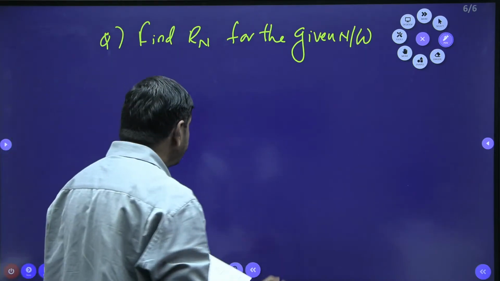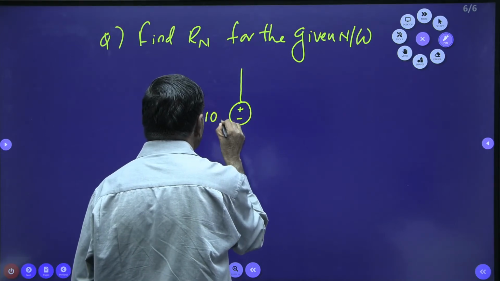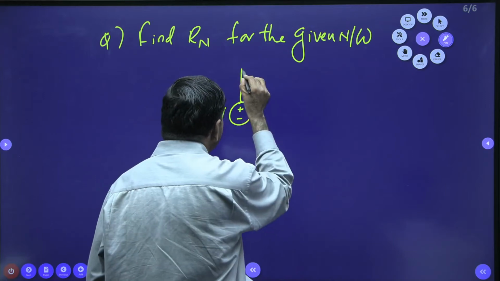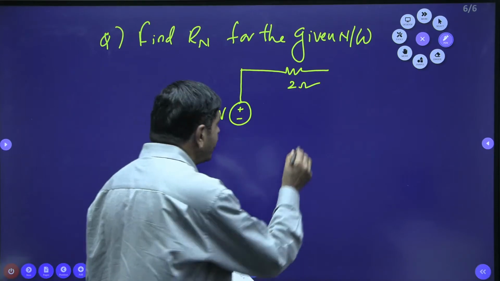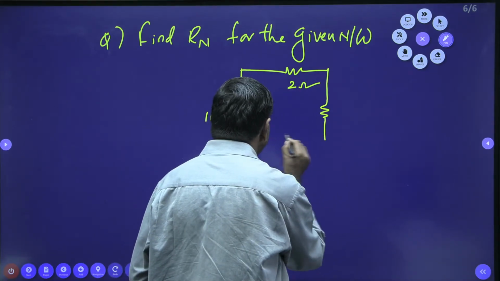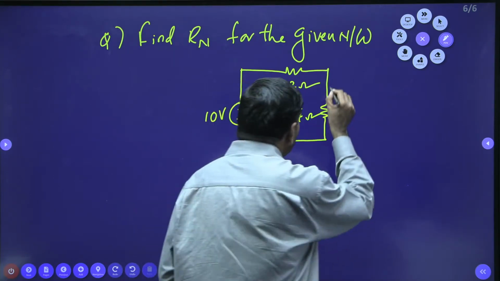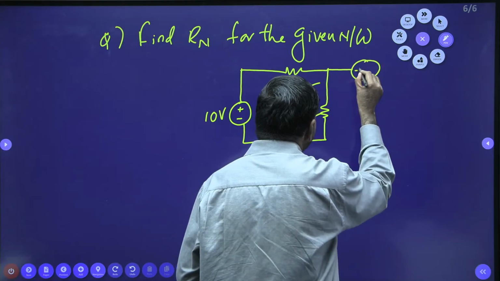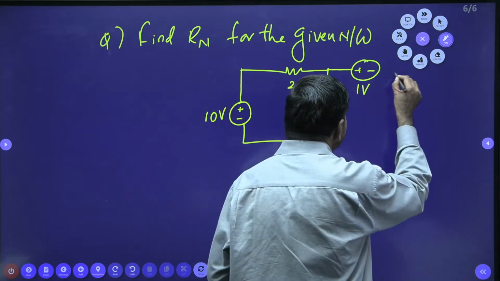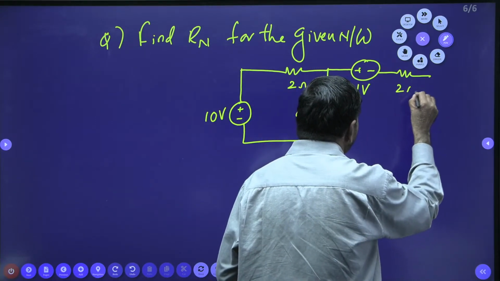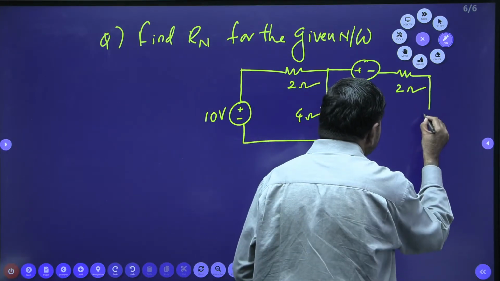And here the network is given, 10 volts source is connected this side. Here connected with 2 ohm resistor. Here connected with 4 ohm resistor. And this side 1 volt battery is connected here. And 2 ohm resistor is connected this side. And 4 ohm resistor is connected this side.